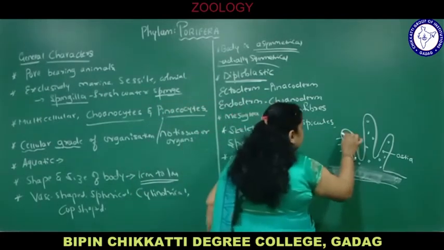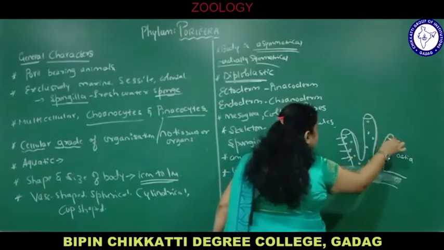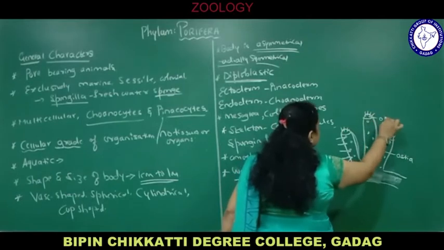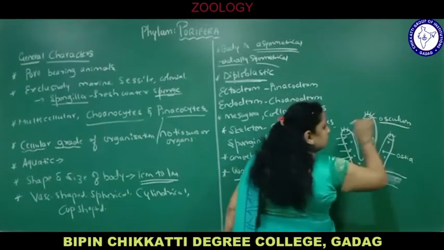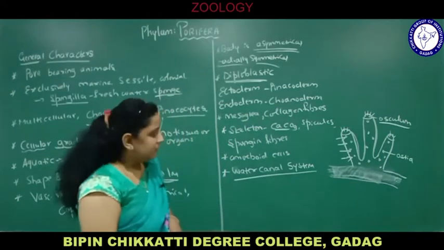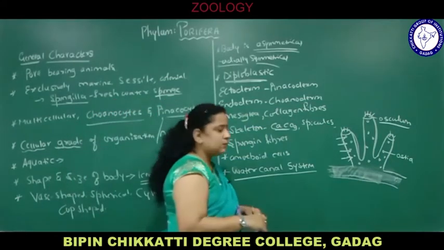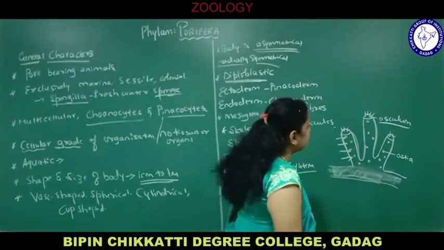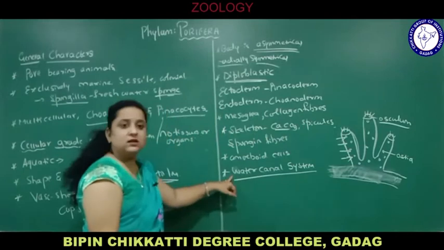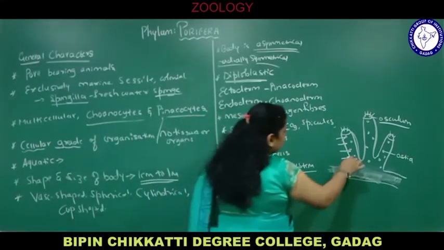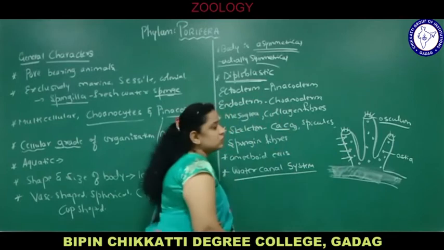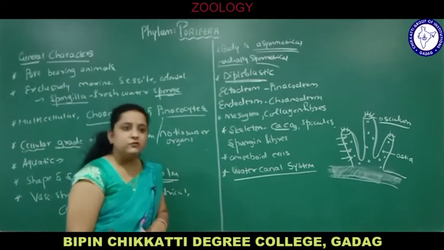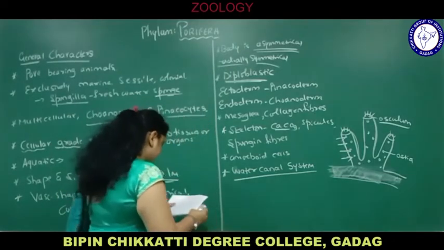After all this functioning, there is a large opening here called the osculum, through which water goes outside. This large opening is called osculum, through which water goes outside the body. So this is a diagram of a general sponge, with substratum, a body having numerous pores and a large opening called osculum. This is also called the water canal system. Water enters through the pores called ostia and goes out through the large opening called osculum. So the most important or defining feature is the water canal system.